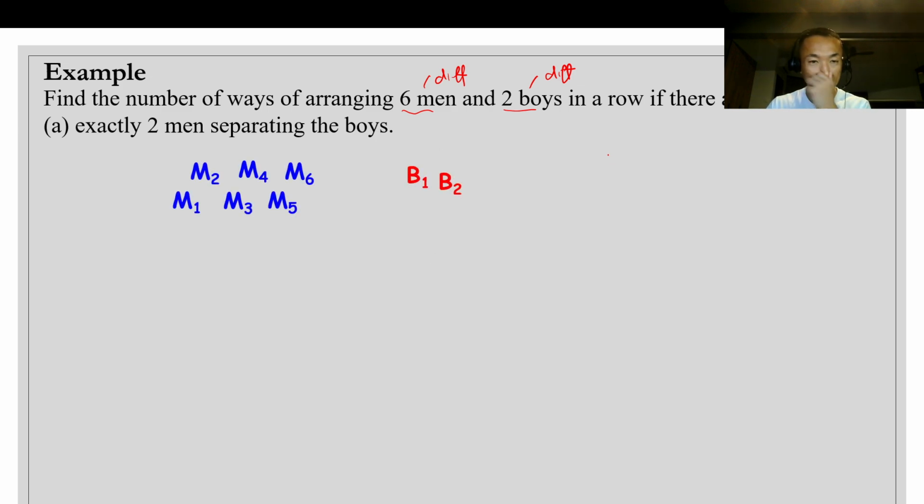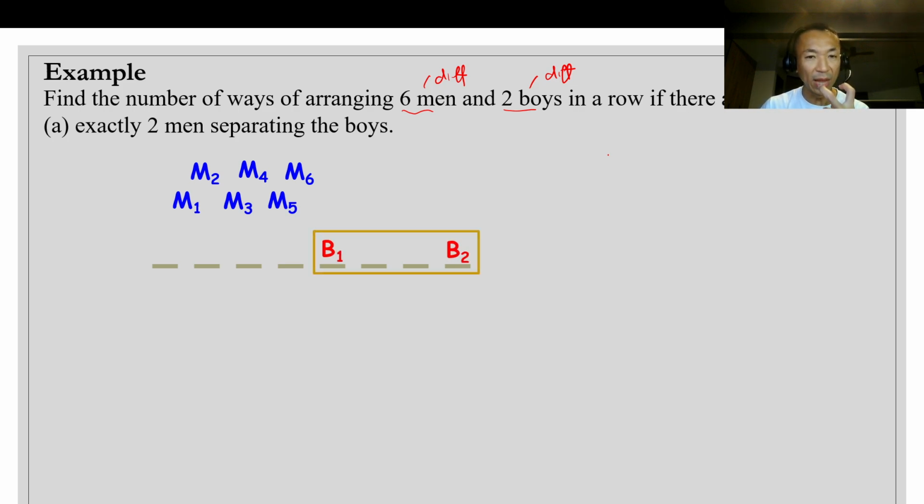The way to look at it is we like to number them like that, M1, M2, M3, M4, M5, M6 to be clearer, and then B1, B2. And you are exactly 2 men separating the boys. So can we use this diagram to illustrate? Let's say you have B1 space B2, or B1 space B2, and on and on. So the technique that we want to use is to group them as a unit like that, right?